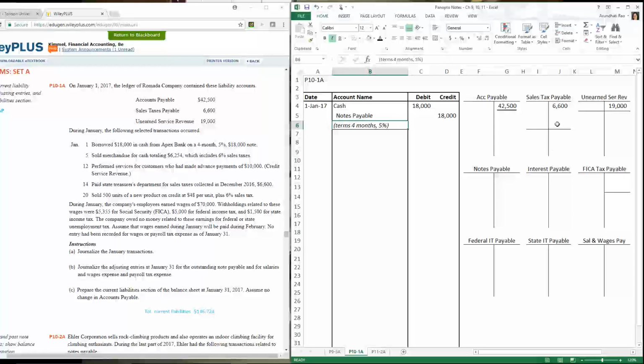Another thing you're going to notice is I have T accounts for all my liabilities set up over here. As I do each journal entry, I'm going to update the T account. So notes payable credit, 18,000. I'm going to put that amount over here.